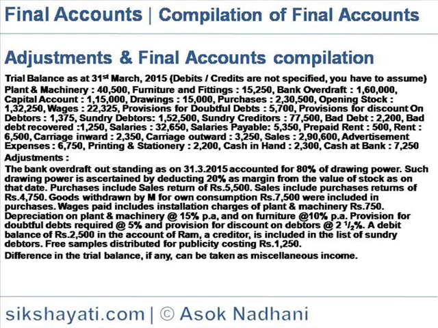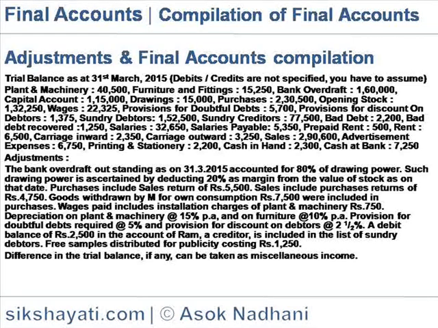5,350, prepaid rent 500, rent 6,500, carriage inwards 2,350, carriage outward 3,250, sales 2,90,600, advertisement expenses 6,550, printing and stationery 2,200, cash in hand 2,300, cash at bank 7,500. Adjustments to be made.